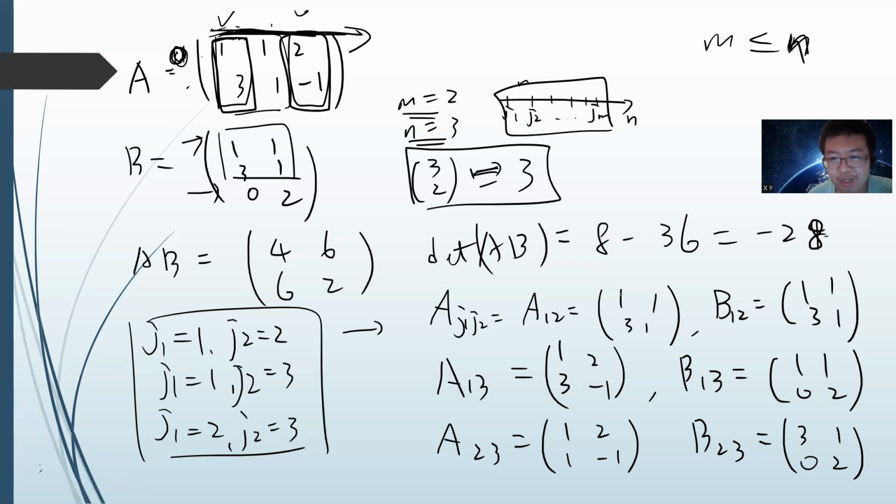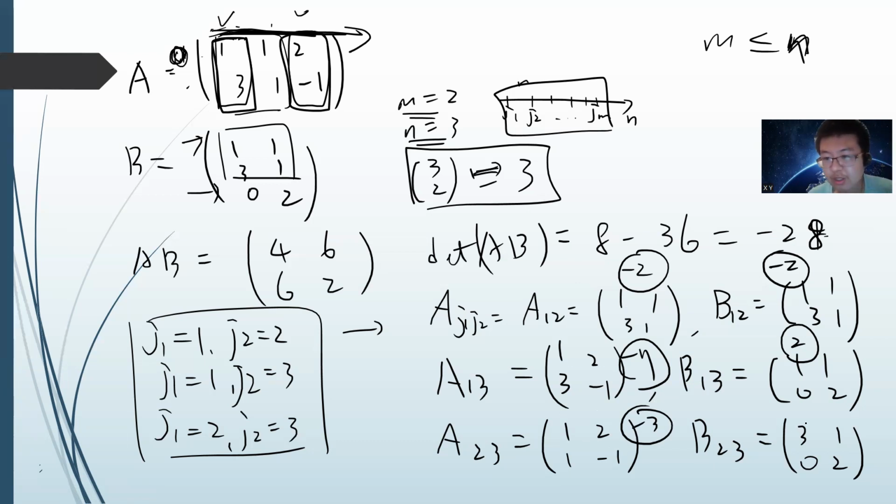Okay. So the determinant is -2. And this one is also -2. And then this is -1 times -6, so it's -7. And this one is 2, right? So 2. And then this one is -1, -3. -1, yeah. And then this one is 6.